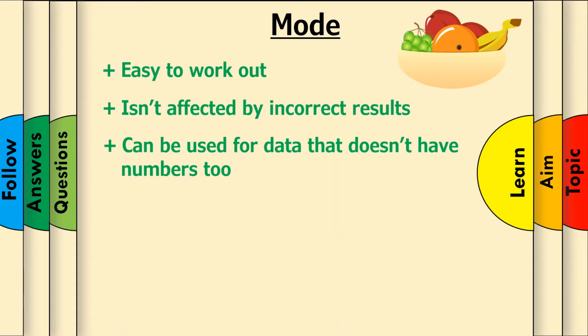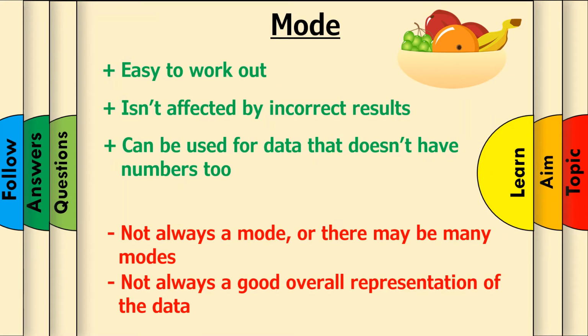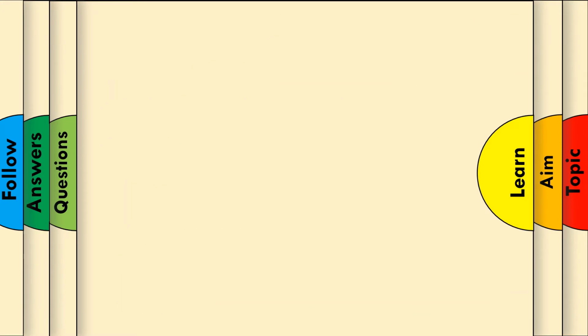The mode also has a few disadvantages. For example, there's not always a mode for a set of data, or there may be more than one mode. Also, the mode is not always a good representation of the data because it doesn't consider all the values. If we take a look at this set of data, the mode is 30, but it hasn't taken into consideration the other numbers, like 10 and 70.